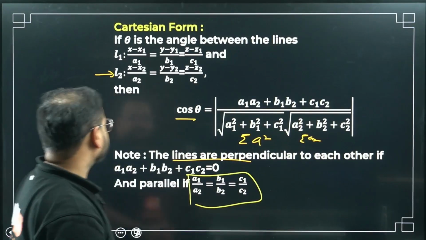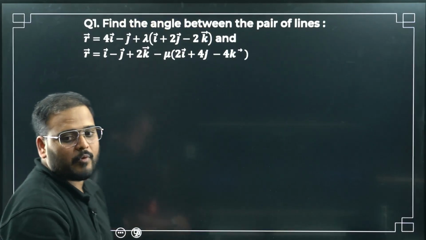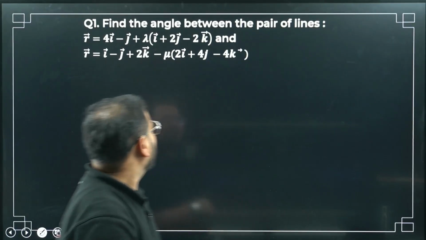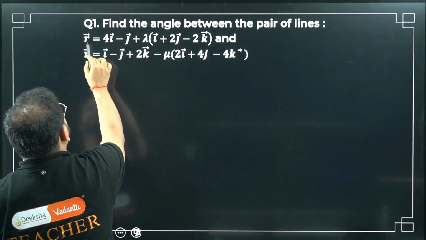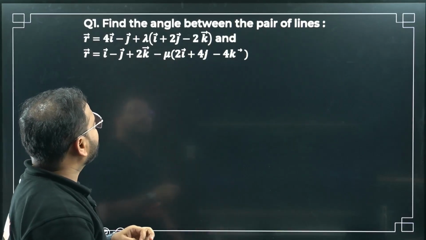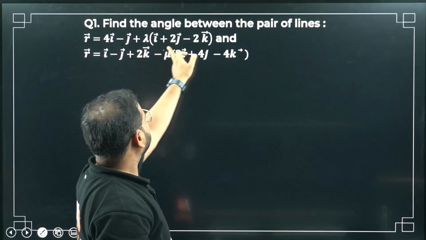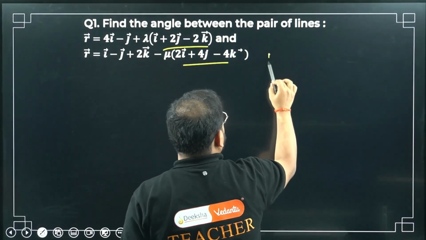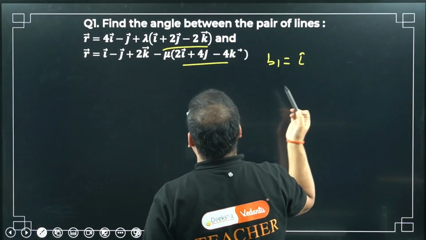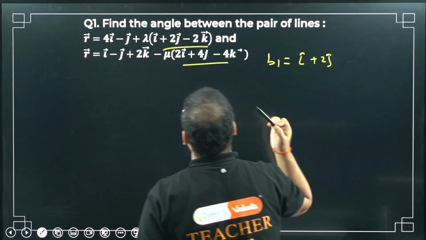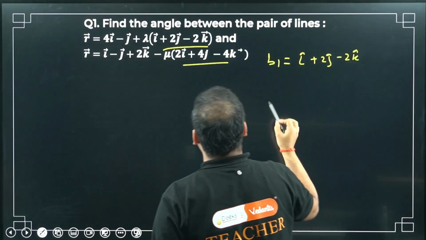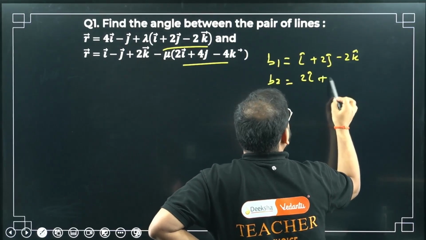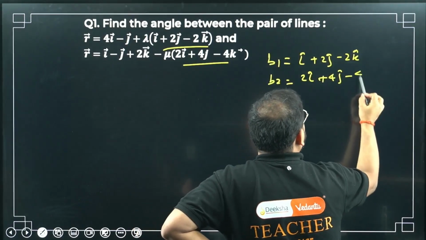Now coming to question number 1, sir. Can we solve it, sir? Of course we can. Let's solve the first question. Find the angle between the parallel lines. Think about this: this line is parallel with this line. So I can write b1 equals i plus 2j minus 2k, and b2 will be this one, 2i plus 4j minus 4k.